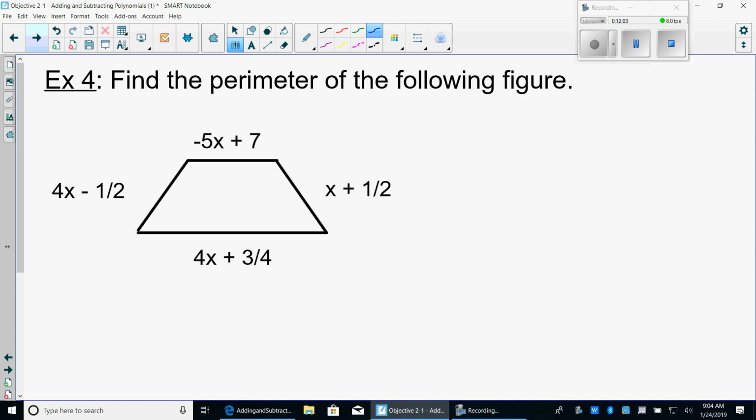So this is a perimeter question, and it's good to do these. So how do we find perimeter? You add all the sides of the shape of the figure. Okay, we add everything up. So is this any different than what we were doing a minute ago? No, make your columns. What degrees do we see?